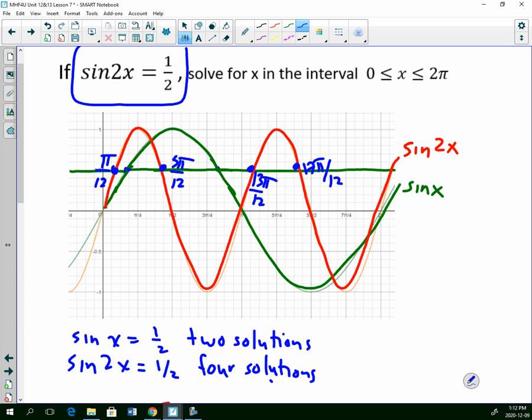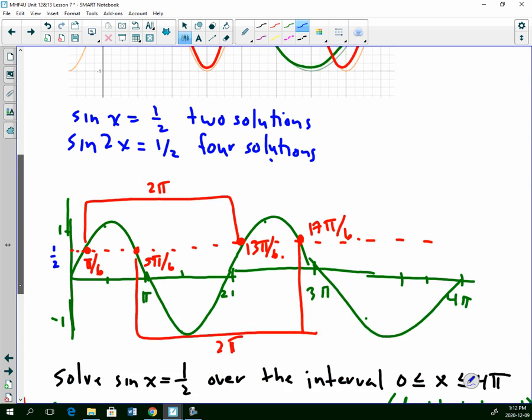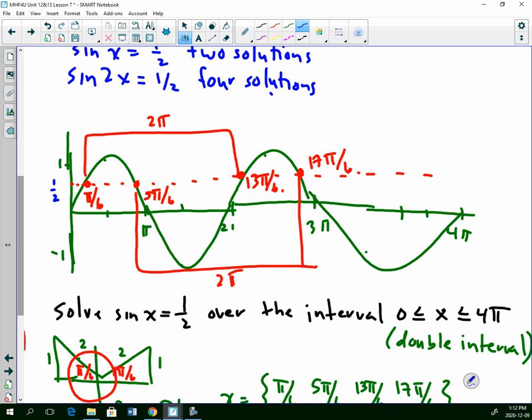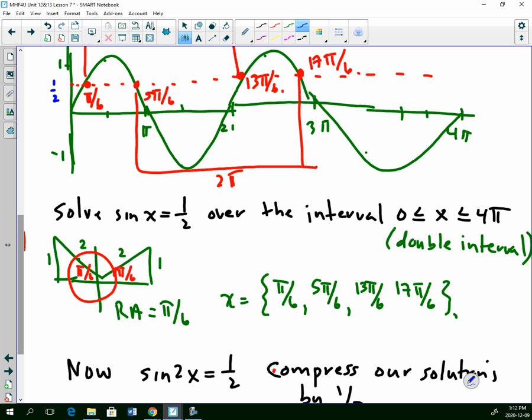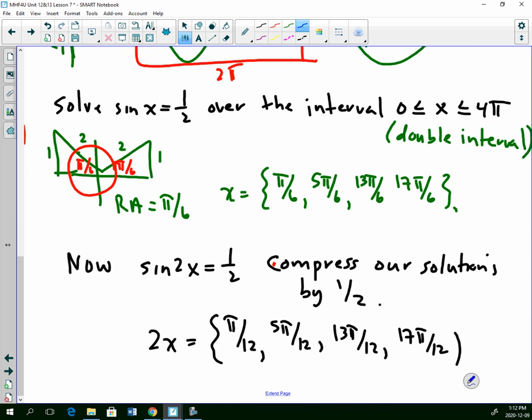So just to recap, what we did was we said there's going to be 4 solutions. So we're going to stretch the graph, just the regular sine x, and we're going to double the interval. So we're going to get the graph in twice, and we're going to find all 4 answers. We're going to find our regular answers by doing the way we've learned, and then we're going to add 2 pi to those 2 solutions because they're going to repeat. And then once we have those 4 solutions, we're going to compress them by 1/2. So we'll just multiply them by 1/2.